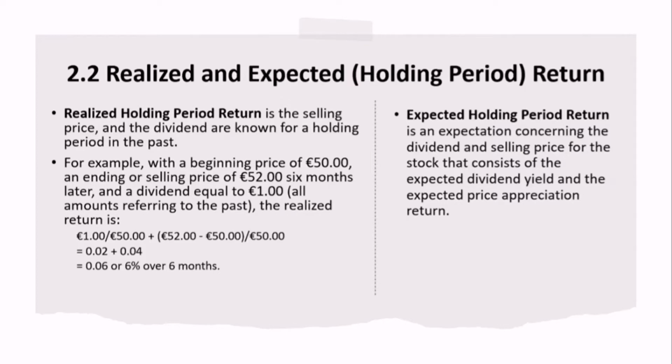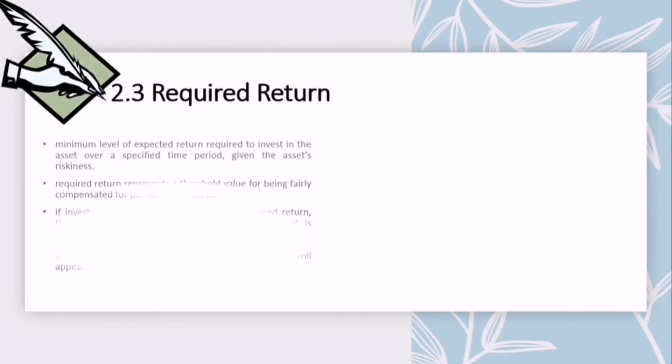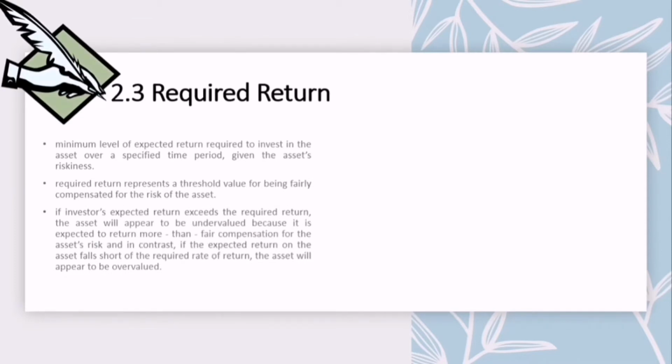Expected holding period return is just an expectation regarding the dividend and selling price for the stock that consists of the expected dividend yield and the expected price appreciation return. As for required return, it is the minimum level of expected return required to invest in the asset over a specified time period given the asset's riskiness. Basically, required return represents a threshold value for being fairly compensated for the risk of the asset.